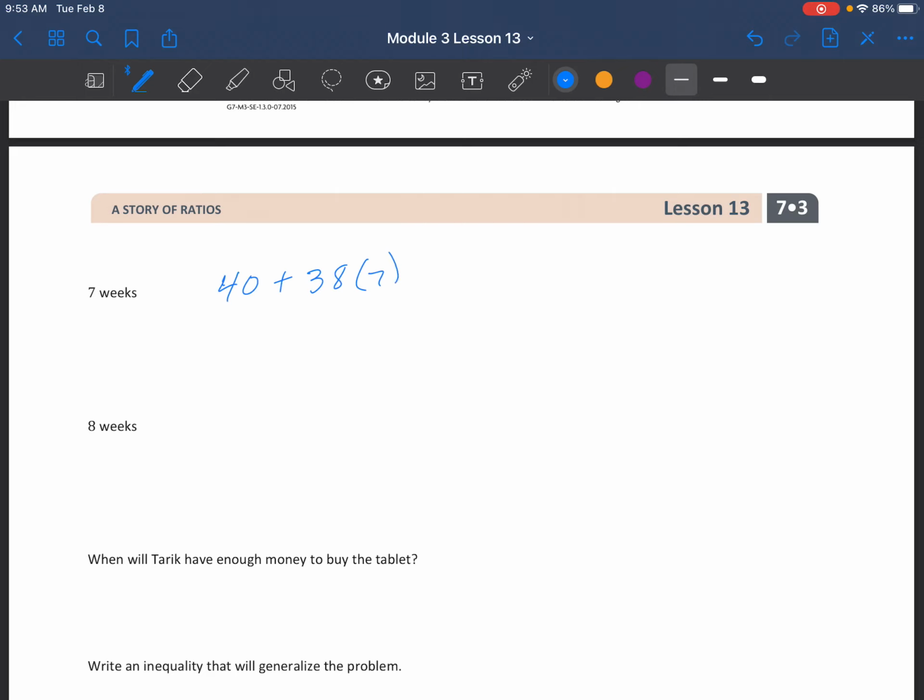And if we turn to the next page, we've got 2 more. We're going to do week 7 and week 8, okay? And then we're going to answer some of these questions to figure out. So 7 weeks, that's going to be 40 plus 38 times 7. And 38 times 7, that's 6 and 5, 21. That's 266. So 266 plus 40 is going to be 306.